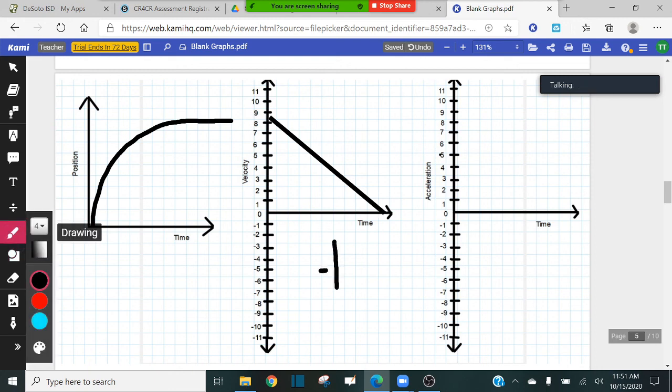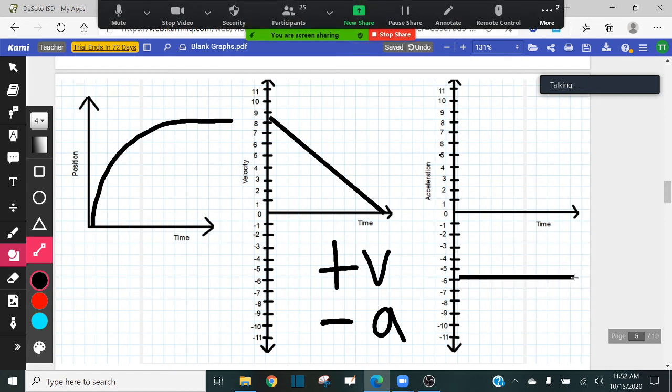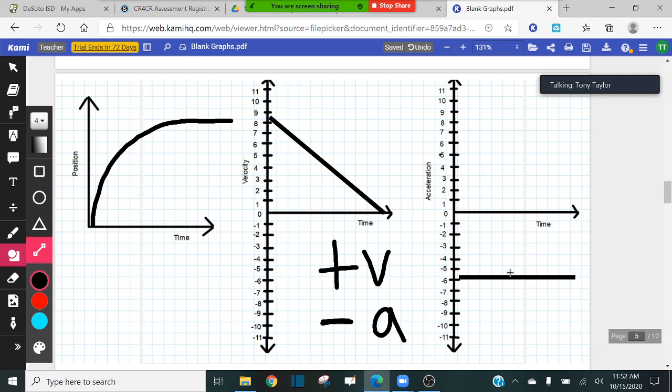So clearly I have a positive velocity. Guys, what is the sign of my acceleration? Negative, right? Because anytime you're slowing down, these signs are going to be different. So the acceleration here has to be negative. I'm going to draw a straight horizontal line through some random number that I chose, as long as it was negative, to indicate that I have a negative acceleration. And of course, the acceleration is constant because in this class, for this semester, we're dealing with situations where the velocity changes at a constant rate.